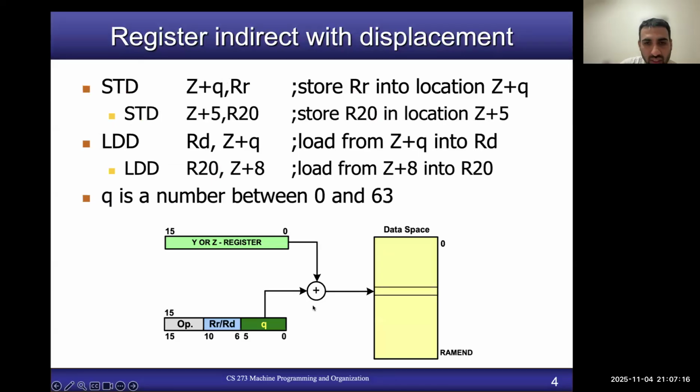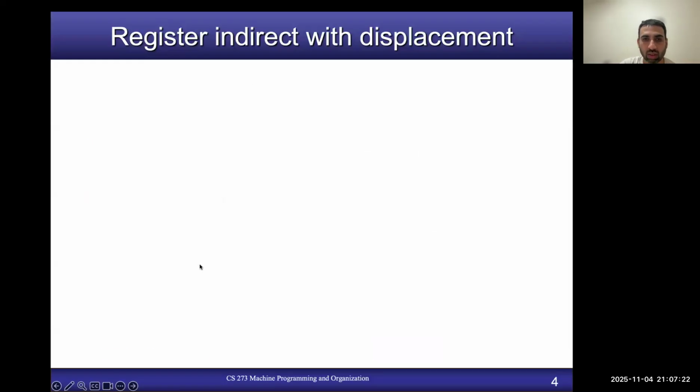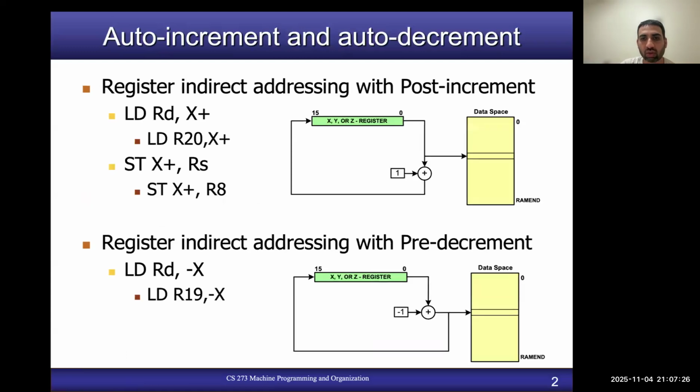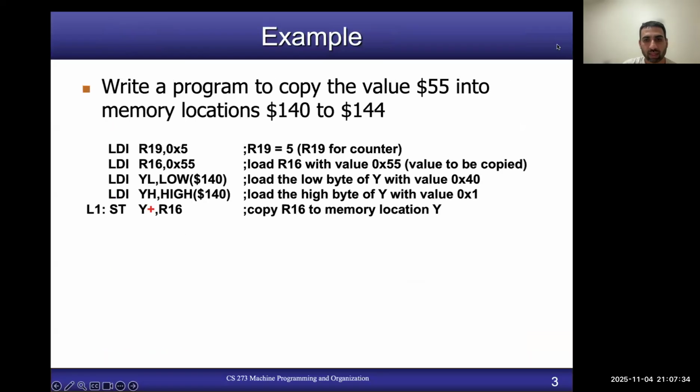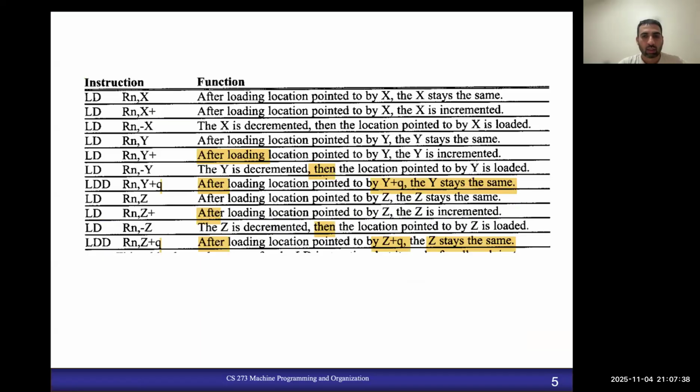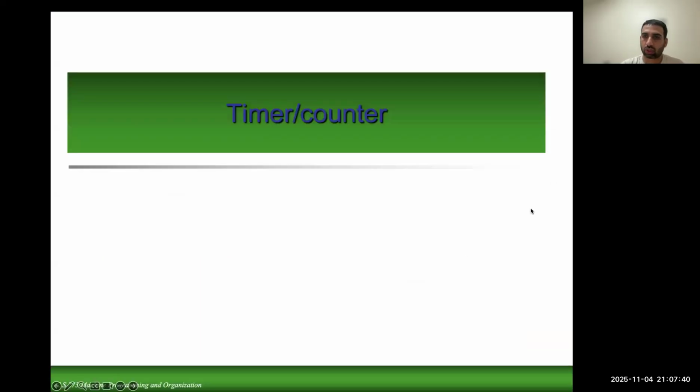The result of this addition is not fed back to Y or Z. But if you go back to those figures for increment and decrement, here you can see that the result of the addition or subtraction is fed back to register X, Y, or Z. So these are important points which you need to keep in mind. Okay, with that, we are done with our addressing modes.